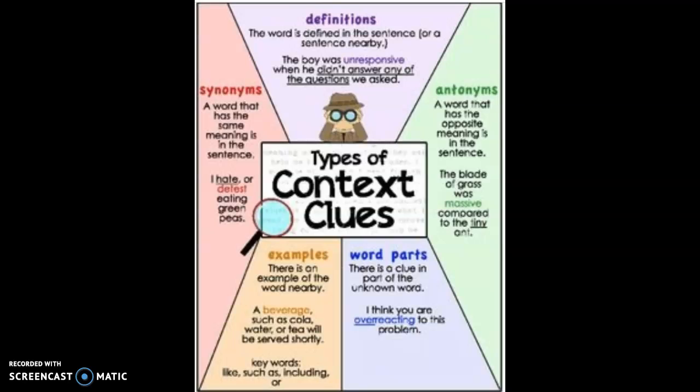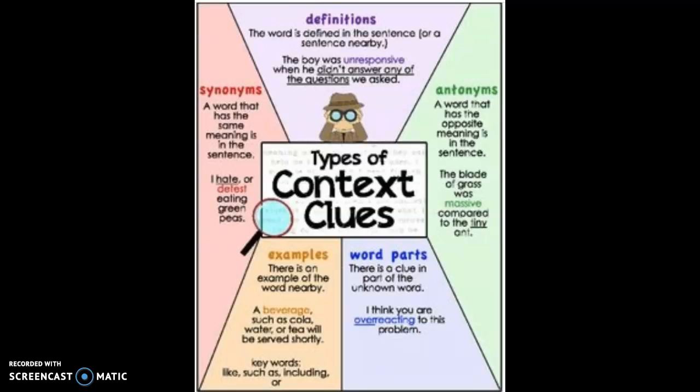First is the definition. Sometimes in that sentence, it gives us exactly what that word means. Here our example reads, the boy was unresponsive when he didn't answer any of the questions we asked. So unresponsive means didn't answer any of the questions, or he wasn't responding back.